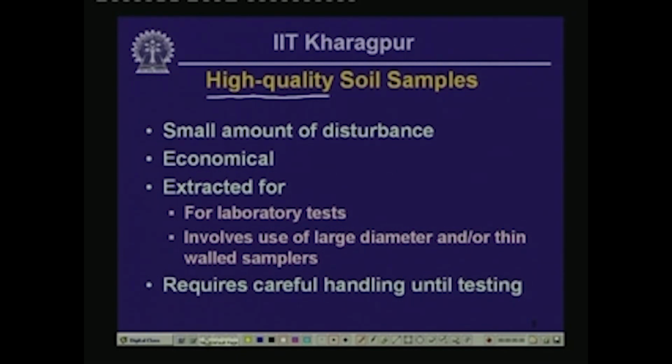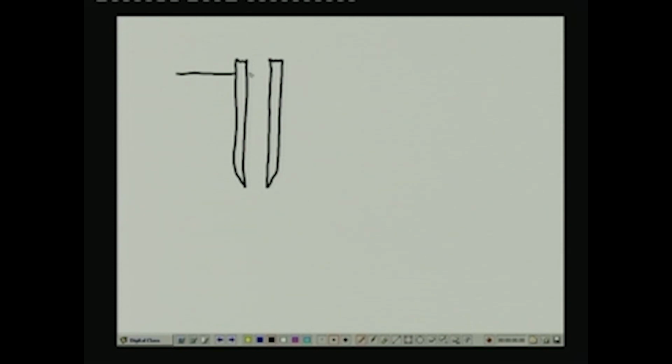Now, why large diameter and thin walled samplers are used for obtaining high quality samples becomes evident when I draw this particular sketch. Let us say we try to introduce a thick walled, cylindrical sampler into the ground. We are going to look at the definition of a thick walled sampler in the next little bit. Now, let us say we are introducing a thick walled sampler like that.